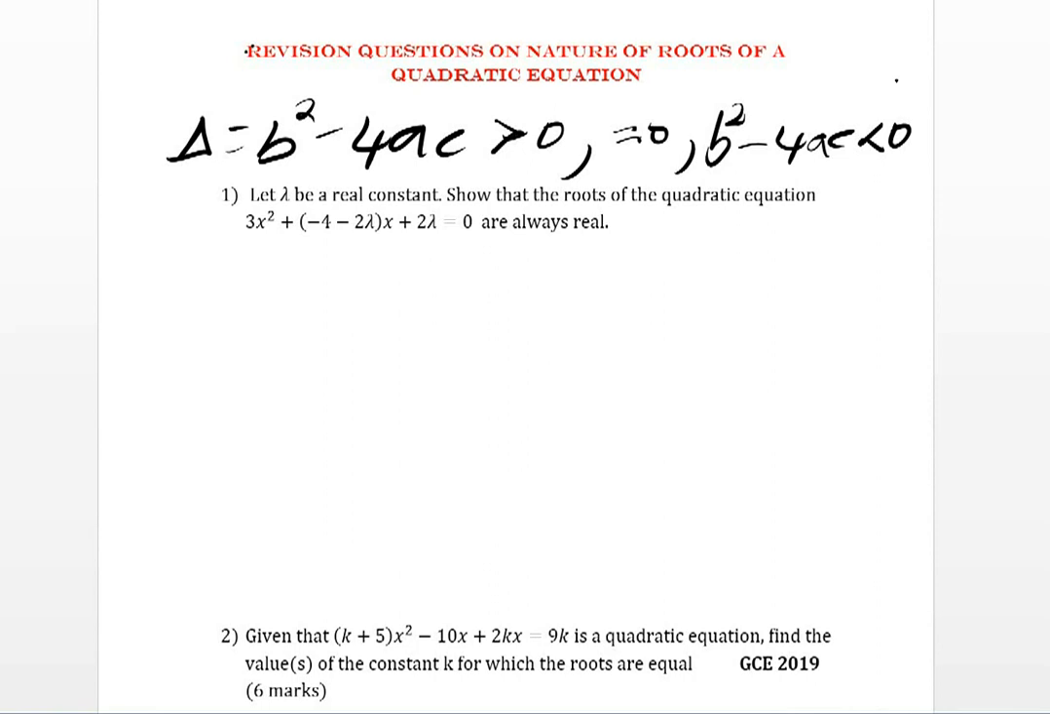And if we talk about real roots, real is merging distinct and is merging with equal. That's why we talk about greater than or equal to 0.